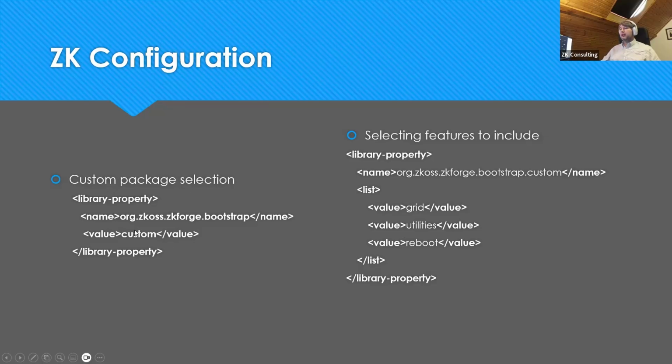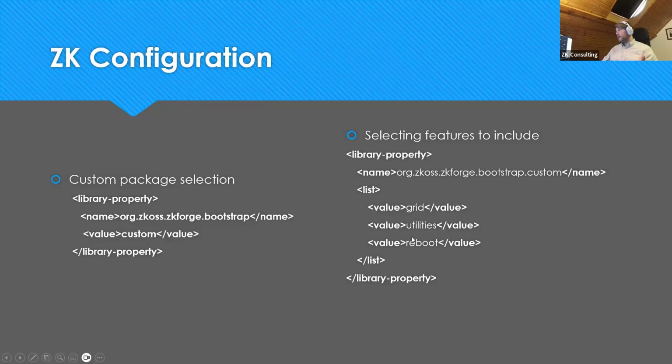When you use the customized package selection, you will first declare the Bootstrap property as custom, and then add this list of custom packages. Every item that you put in that list is going to be loaded. Every item that you do not put in that list is not going to be loaded automatically in all of your pages. Okay.